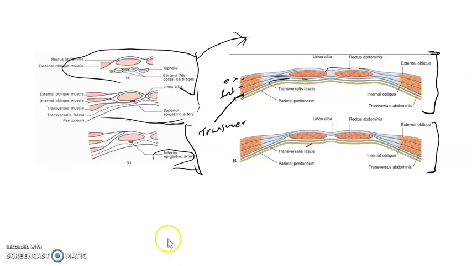So what's the arcuate line? It can be quite confusing. A lot of people do get confused by it. So we're going to get into that, and then we'll finish up on the peritoneum and what that means and what it shows.